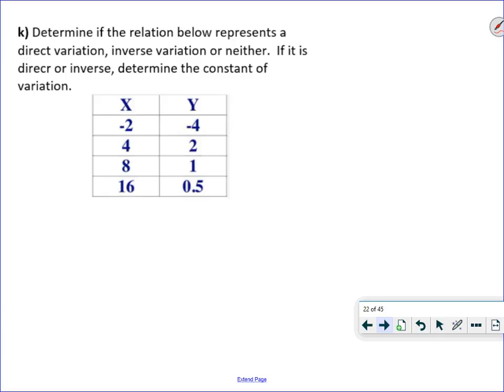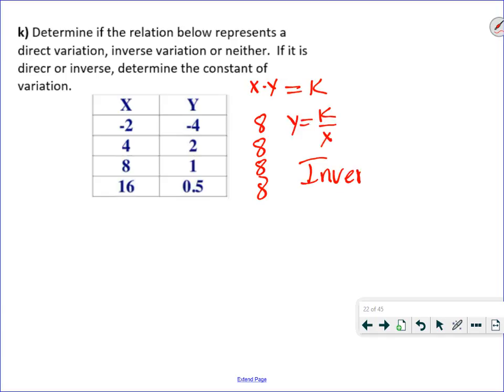So let's try this one. Let's try x times y. Well, that's 8, 8, 8, and 8. X times y, if that's constant, then that means that y equals k divided by x, so that's inverse variation.